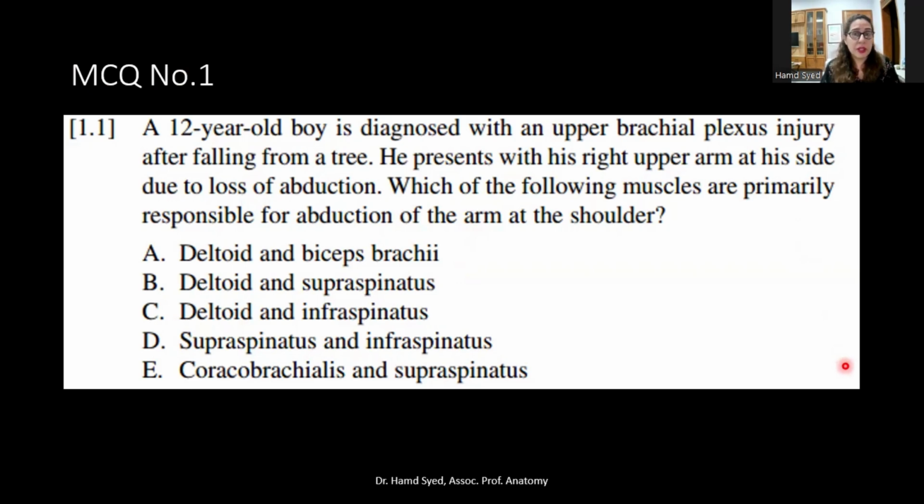So here is the first MCQ: a 12-year-old boy is diagnosed with an upper brachial plexus injury after falling from a tree. He presents with right upper arm at his side due to loss of abduction. Which of the following muscles are primarily responsible for abduction of the arm at the shoulder? So I just told you that the abductors are the deltoid and supraspinatus, deltoid is supplied by the axillary nerve and supraspinatus by suprascapular nerve. This B will be the correct answer to this MCQ.